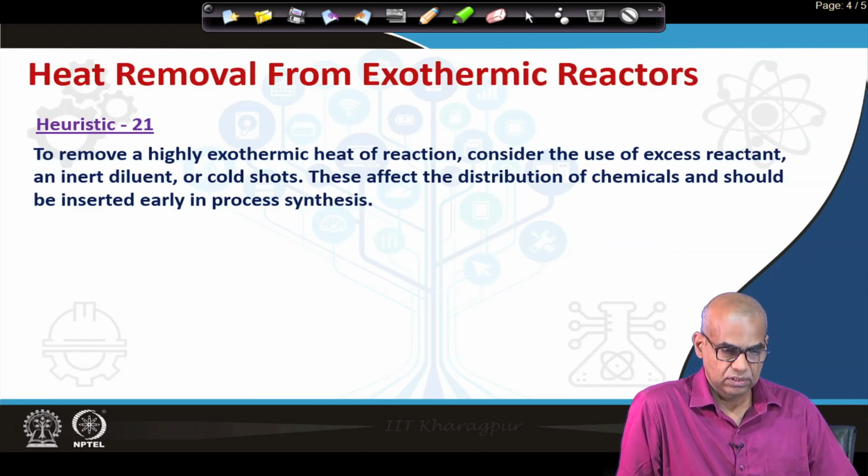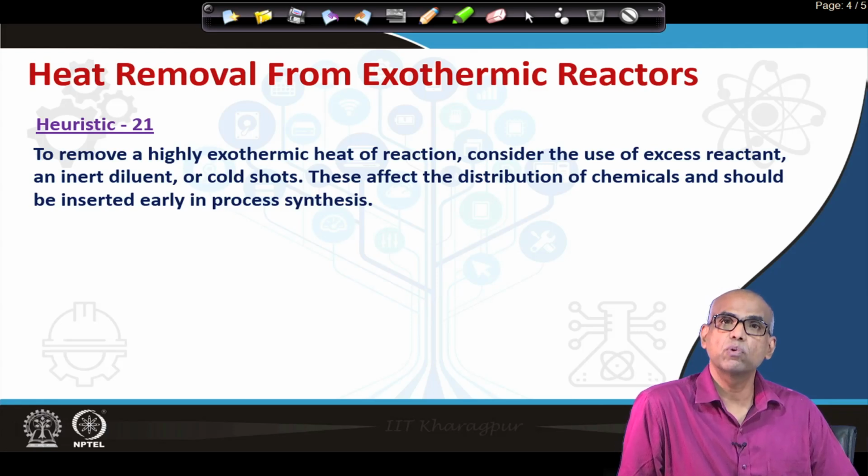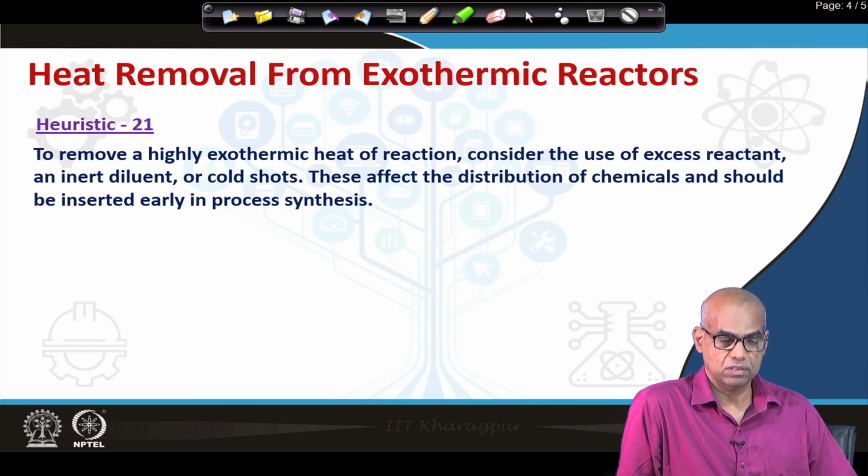Heuristic 21, note that we are not talking about all the heuristics listed in the reference book that we mentioned. So, heuristic 21 is about heat removal from exothermic reactors. To remove a highly exothermic heat of reaction, consider the use of excess reactant, an inert diluent or cold shots. These affect the distribution of chemicals and should be inserted early in process synthesis.